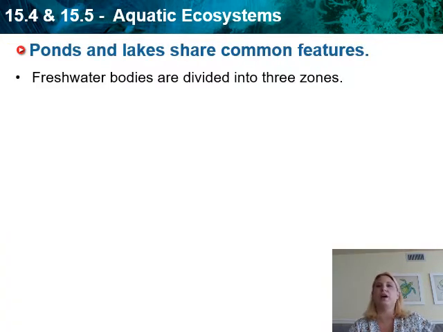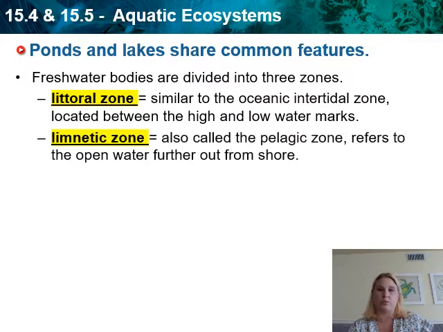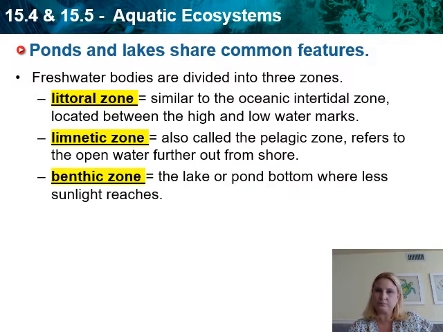Ponds and lakes share common features, and we actually can divide freshwater bodies into zones as well, just like we divided up the ocean. There's not as many divisions for these. So we have the littoral zone, which is similar to the ocean intertidal zone, and it's located between the high and the low water marks.